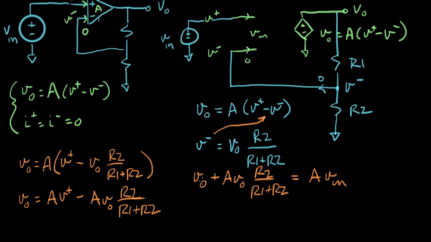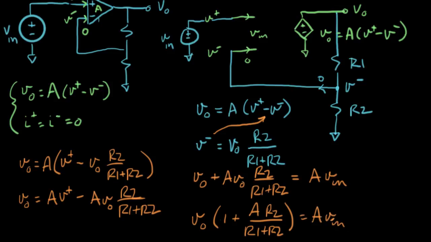Okay, let's keep going. I can factor out the V naught. V naught times 1 plus A R2 over R1 plus R2, and that equals A V in. All right, so we're getting close. Our original goal is to find V out in terms of V in. So I'm going to take this whole expression and divide it over to the other side, so I have just V naught on this side and V in on the other side.